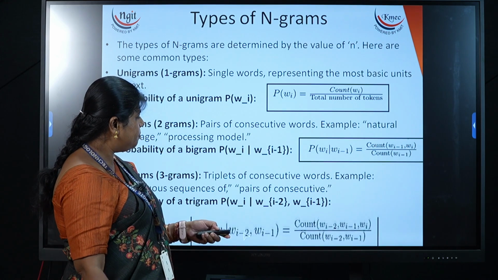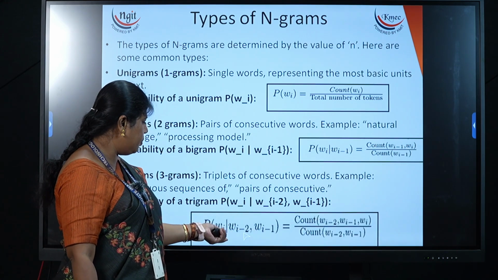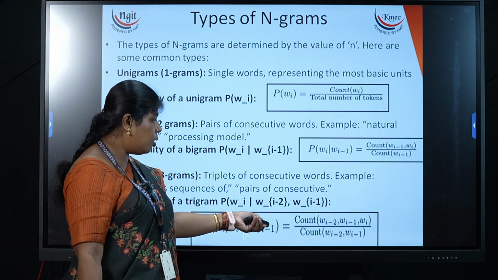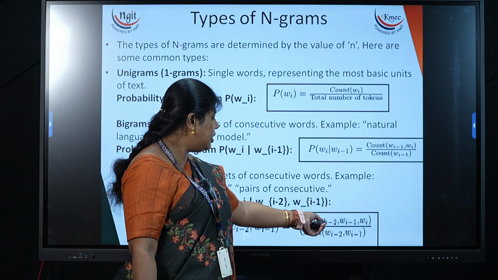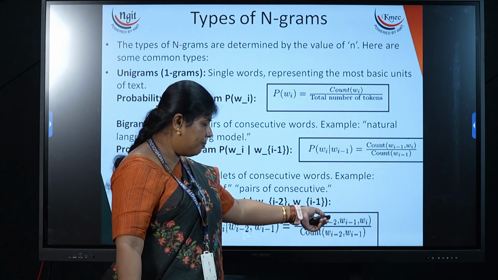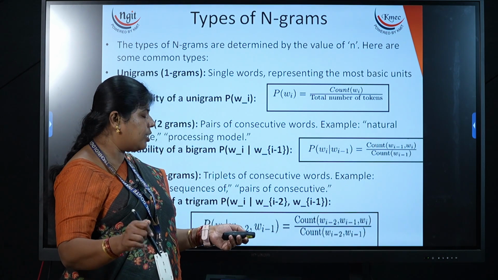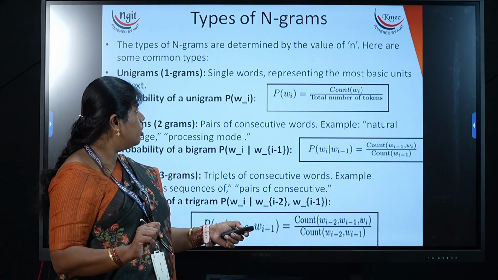Now, in the same way, the probability of Wi depends on the previous 2 words. The sequence is Wi minus 2 followed by Wi minus 1 followed by Wi, and the count of Wi minus 2 and Wi minus 1 is what I am considering here.